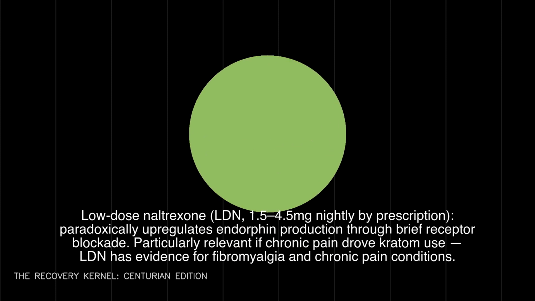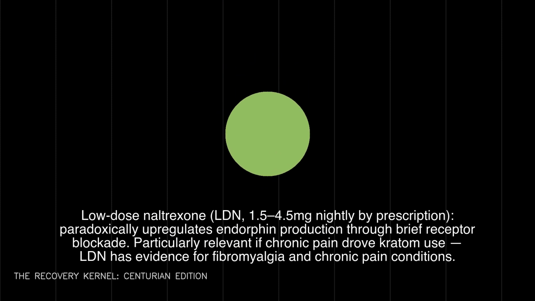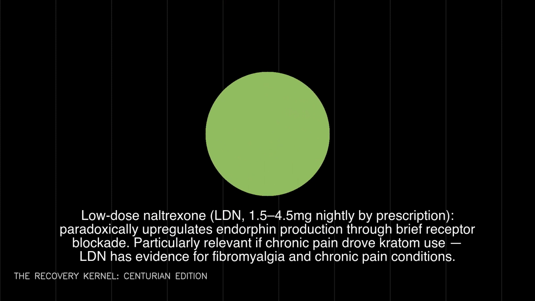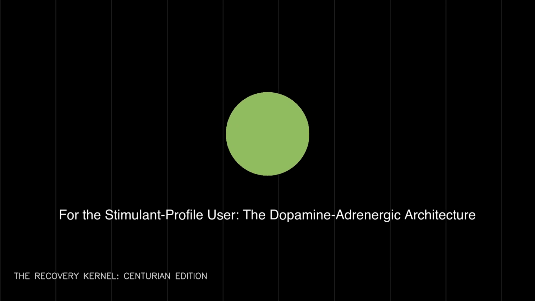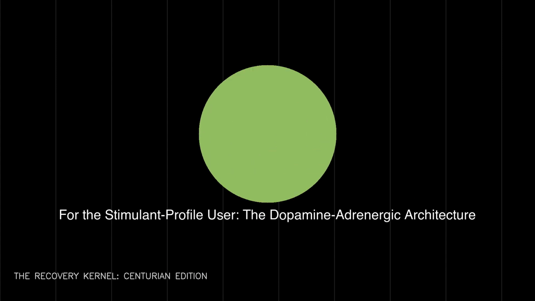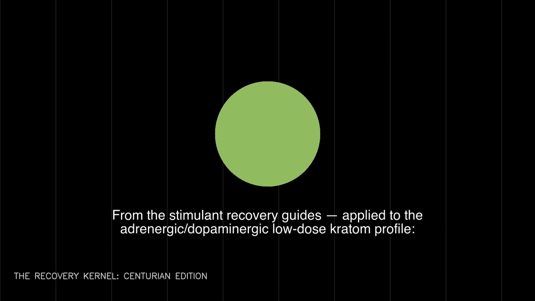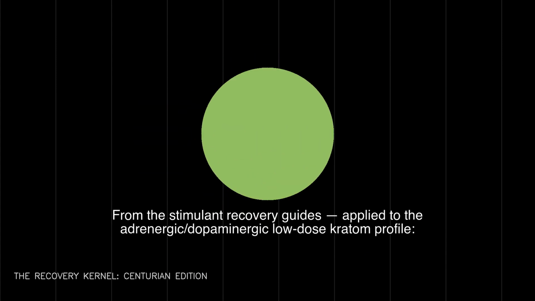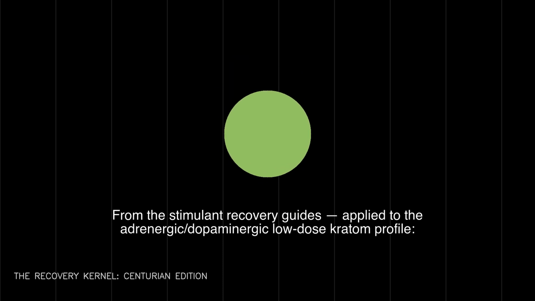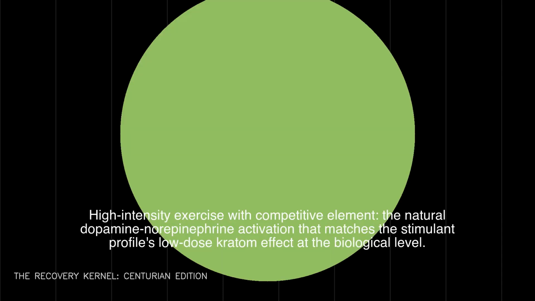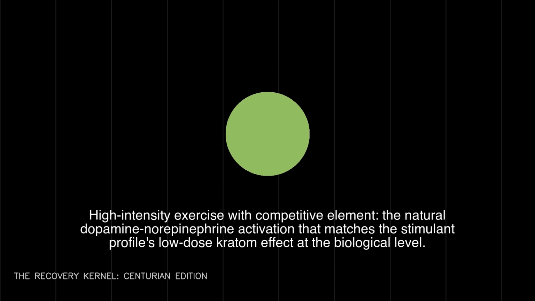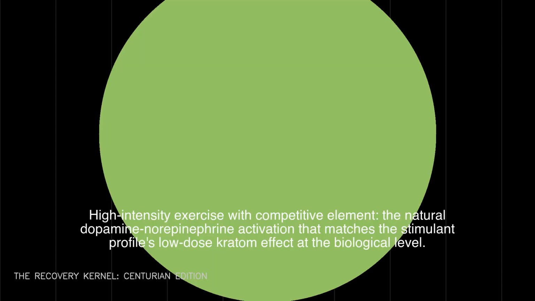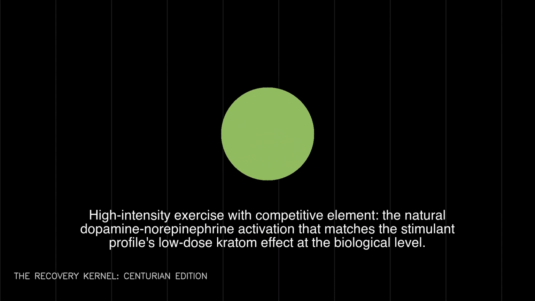Service to others with chronic pain or opioid history, the specific meaning and MOR activation of genuine contribution. Low-dose naltrexone, LDN, 1.5 to 4.5 mg nightly by prescription, paradoxically upregulates endorphin production through brief receptor blockade. Particularly relevant if chronic pain drove kratom use, LDN has evidence for fibromyalgia and chronic pain conditions.